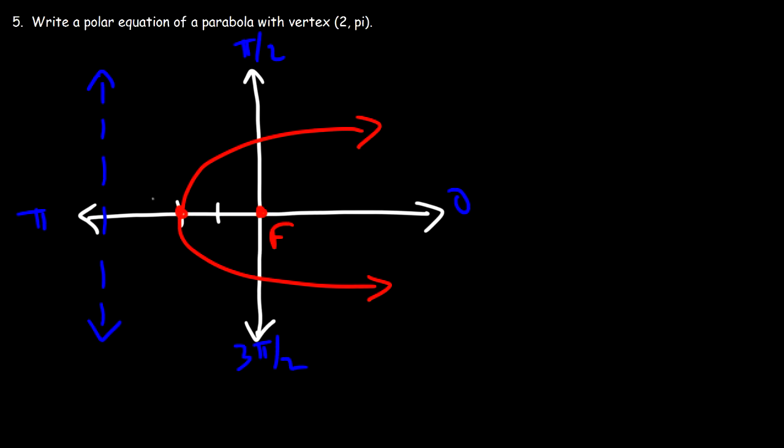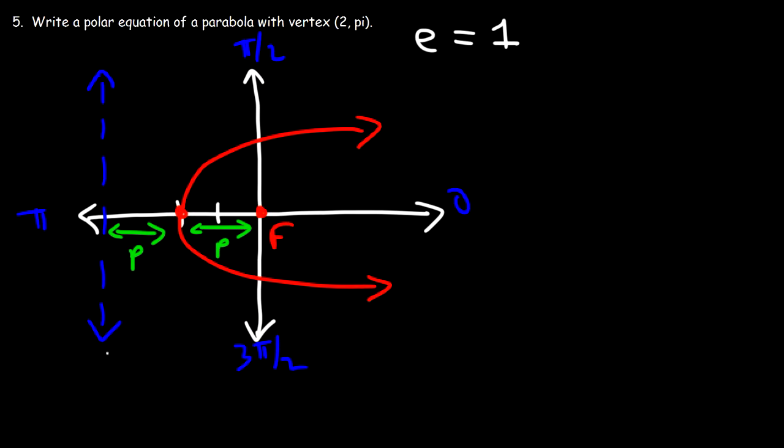Now for a parabola, the distance between the directrix and the vertex is p. Also, the distance between the focus and the vertex is p. And this part is 2p. But we don't need to worry about that in this problem. Now, for a parabola, we know by definition e has to be 1.